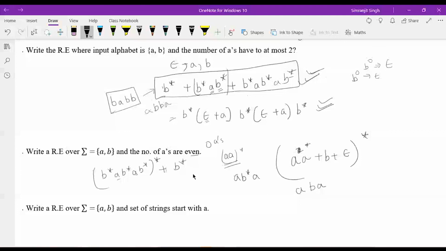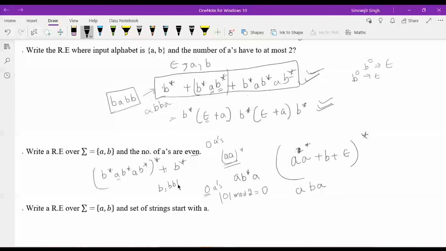So zero A's can also be in it. So 0 is also even. If I just write 0 mod 2, it is again 0, so that is correct. It means zero A's can also be in the language. So if I just write a B, it should be in the language, B B B. This should also be in the language.